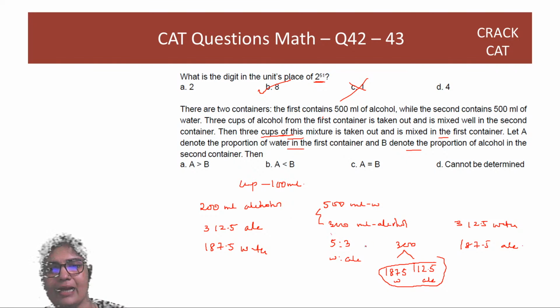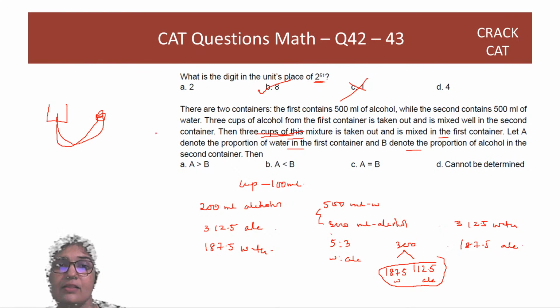So if you see, alcohol in the first is the same as water in the second, or water in the first is the same as the alcohol in the second. And guys, this will be true regardless of the cup size, regardless of the number of cups. As long as you are taking the same quantity out, mixing here, and then taking the same quantity out and mixing there, this will always be true. A will be equal to B.